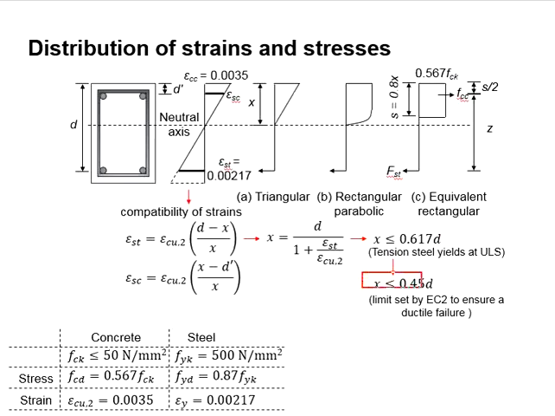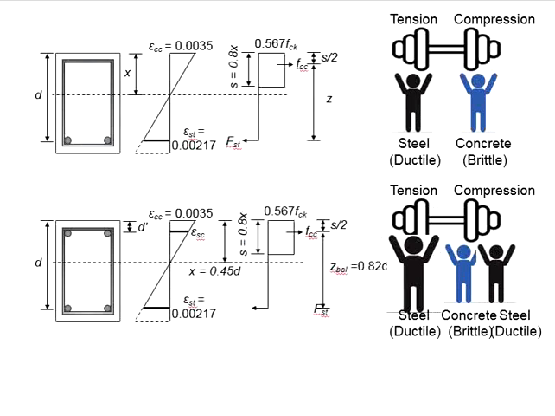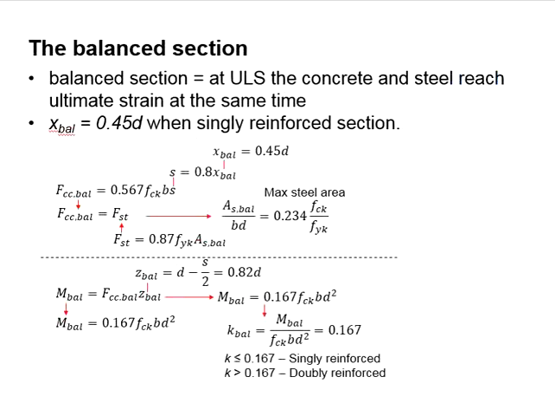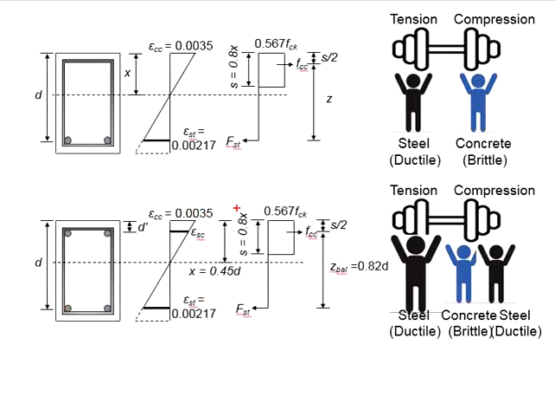You know x equals 0.45d is the limit set by EC2, so that the members always fail in a ductile failure. Now the moment resistance of the concrete member will be due to the tensile force of the steel times the lever arm. This lever arm here will be on the basis of 0.45d. How specifically is it worked out? You can work it out graphically.